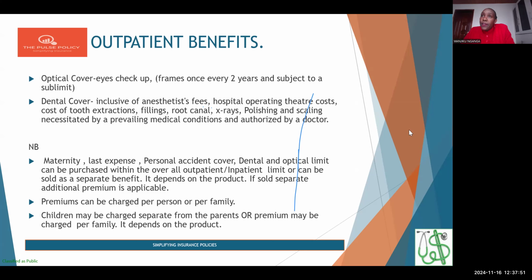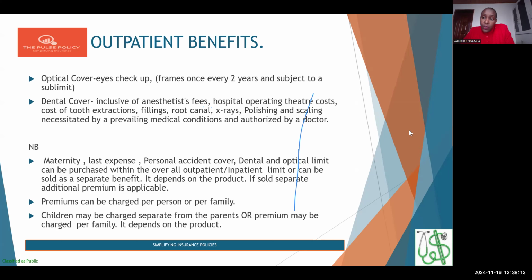Meaning that if you have purchased a 150,000 cover, then you are sharing the 150,000 cover within the family. Or probably you have purchased as a per person cover, meaning that every person has that benefit of 150. So it depends on where you're buying your cover. It is important to understand, am I buying a policy for outpatient per person, or is it going to be a shared benefit per family?